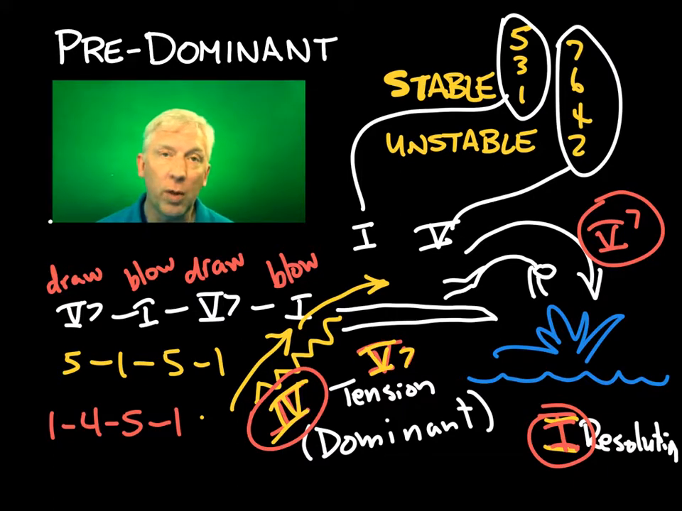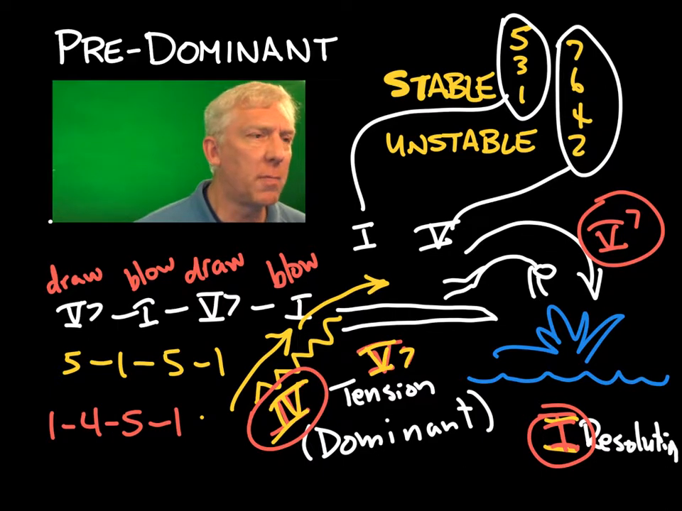1-4-5-1-3-1-4-5-1-1-4-5-1. Now maybe you know that song, but the whole thing is this loop of a predominant function. Actually, it's a 2 chord that then goes to the 5 chord and then goes to 1. Do you feel that?